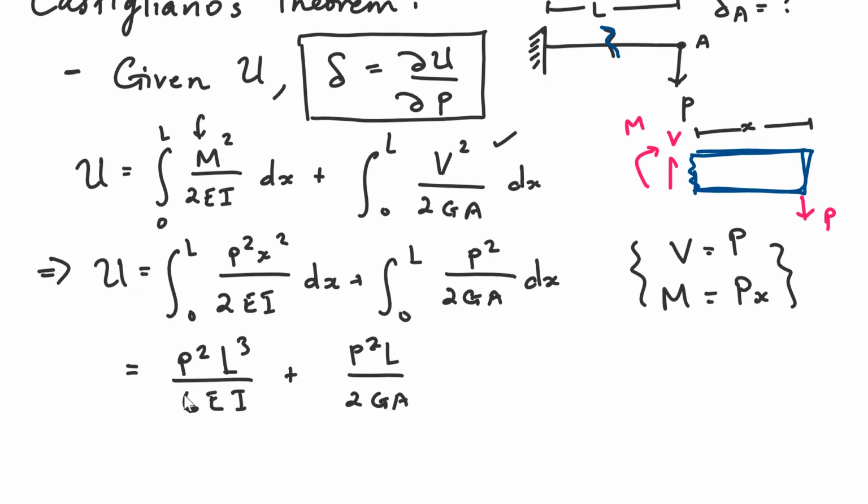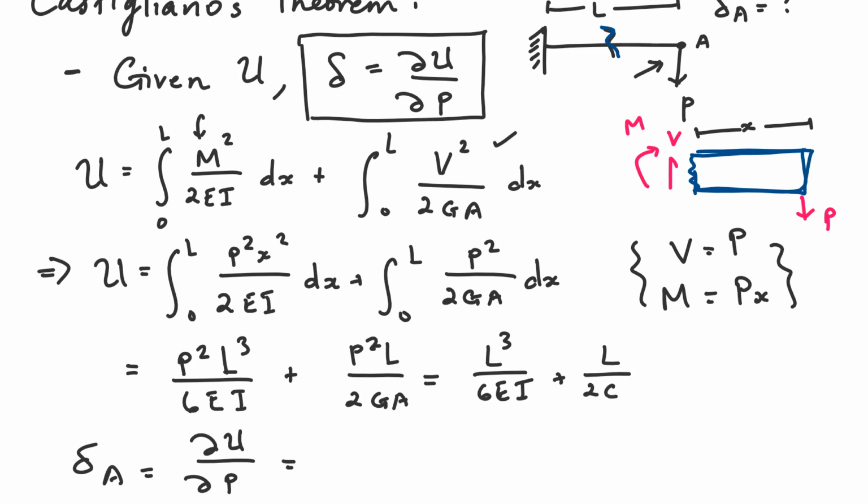And the last step is that the deflection at point A, this deflection right here, is nothing more than the derivative of the strain energy with respect to the force, via Castigliano's theorem. So when taking the derivative, we have a power of 2 here and a power of 2 here, so we can factor this out, and that's going to give us L cubed over 6EI plus L over 2GA, all multiplied by P squared.